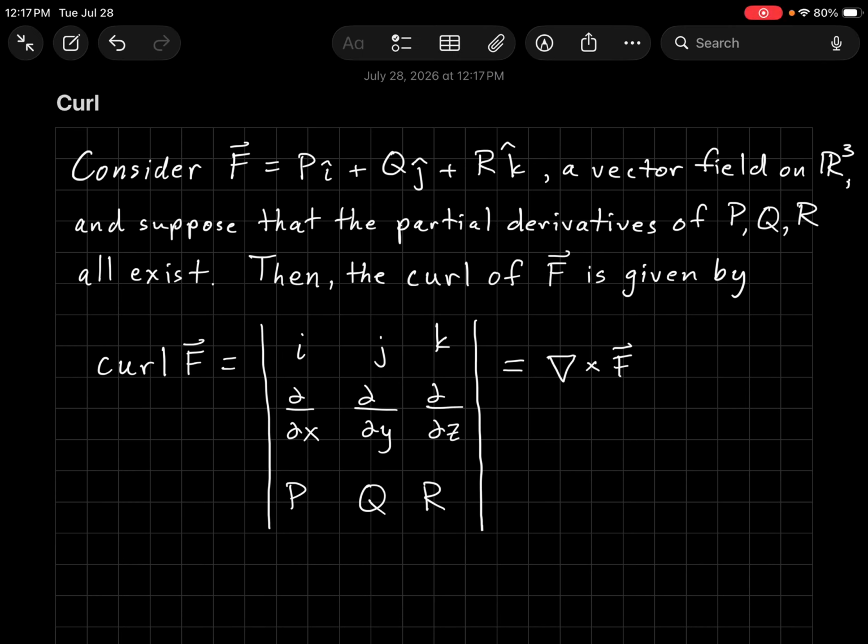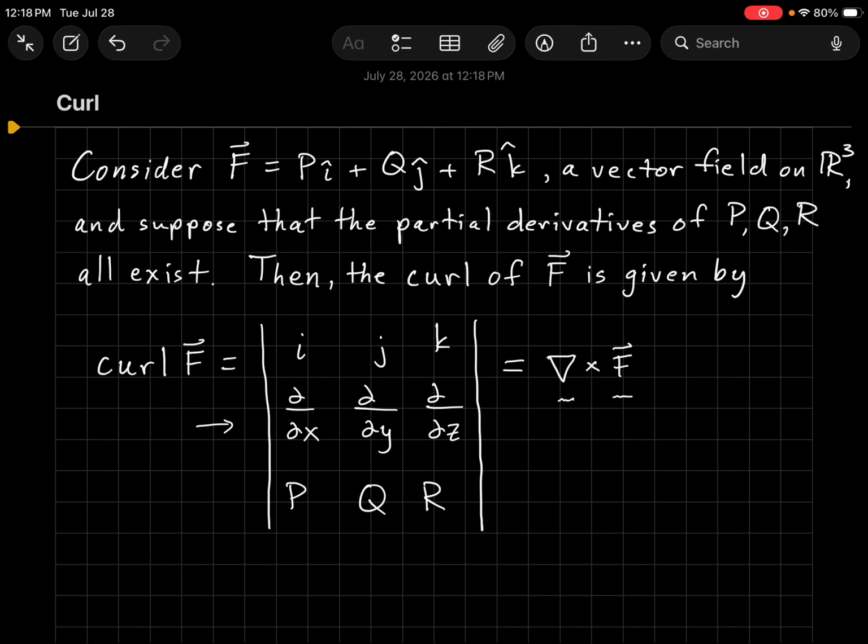The curl of a vector field. Consider the vector field F equals Pi plus Qj plus Rk, and suppose that the partial derivatives of P, Q, and R all exist. Then the curl of F is given by the determinant of the matrix here, which equals a sort of cross product of the del operator with our vector field.